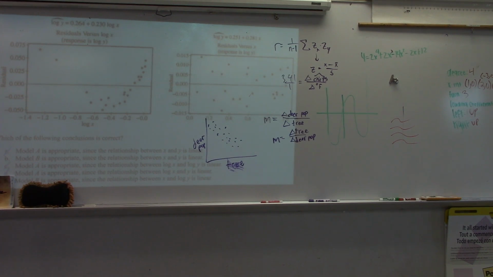The one mistake that some of us made is whether we picked B or E. But notice, what is my response variable in Model D? Log Y. That's why it had to be E and not B.